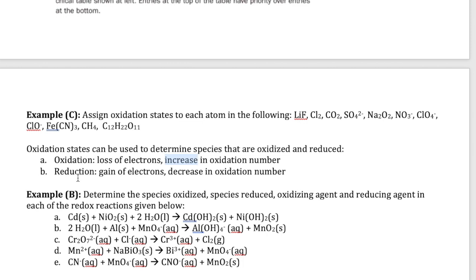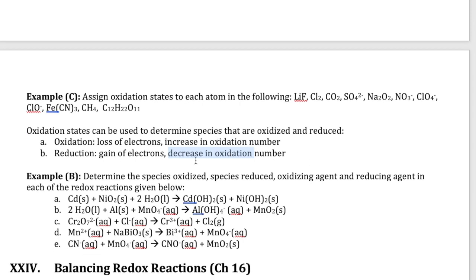That species is oxidized. Reduction means that you're gaining electrons, so your oxidation number will become more negative. So there's a decrease in oxidation number. Again, for example, if you go from -1 to -3, that's a reduction. Or you go from +5 to +2, that's also a reduction. Let me work through a couple examples here to show you how to put this in practice.